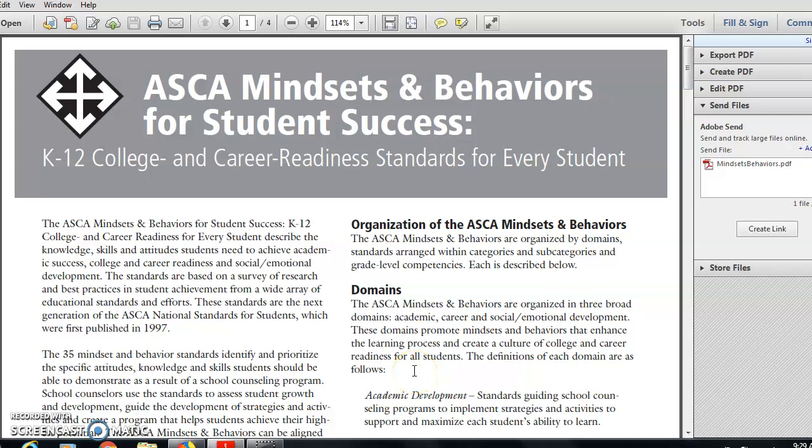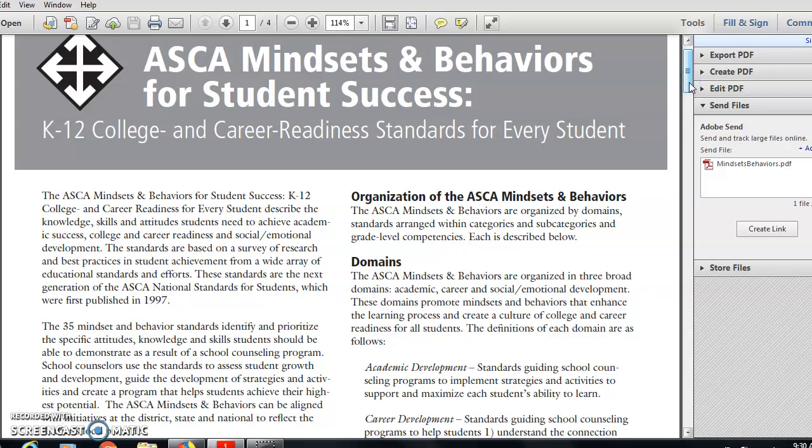Hi, everyone. Today I wanted us to talk a little bit about the mindsets and behaviors for student success. Because these are a little bit different than the standards that you're used to in education, I wanted to go over them very briefly so that you can understand how to implement them and, of course, put them into your lesson plans. If you'll look at this document, which is posted on the page for our class, you'll see that there are 4 different pages.